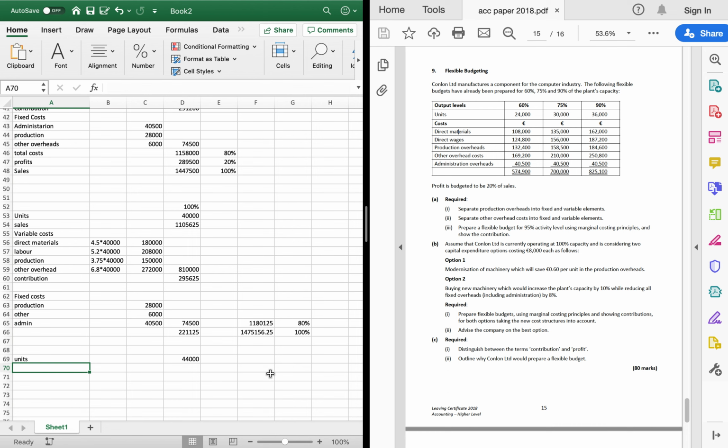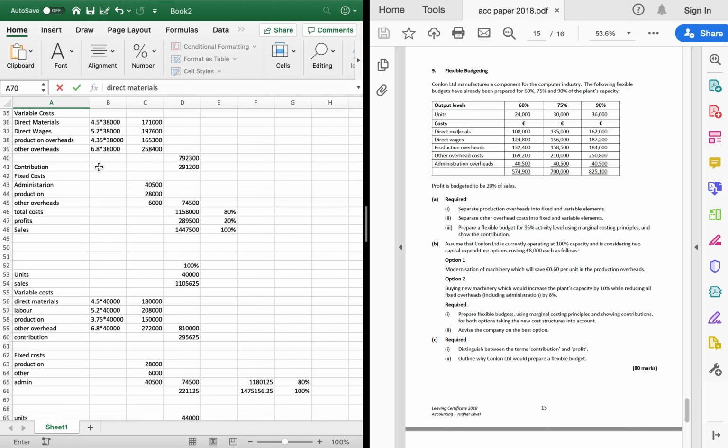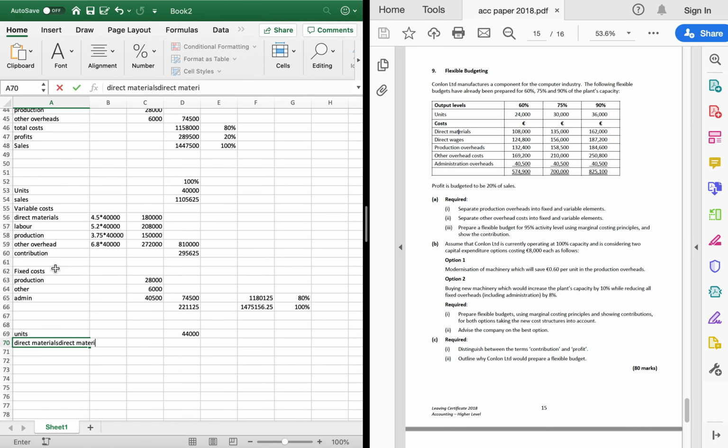So your direct materials, it's the same sums, not as up here, by the way. It's as in your originals: 4.5, 5.2, 4.35, and 6.8. So your direct materials, 4.5 by 44,000. Let me just clean this in a bit. So sales, variable costs. Your labor is still 5.2. It's times by 44,000. Just 228.